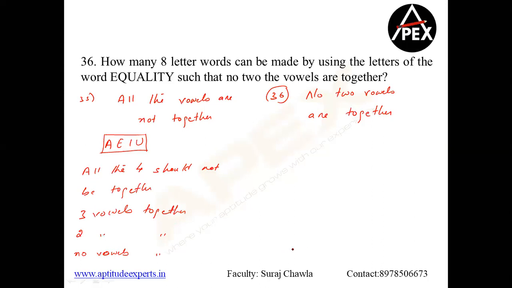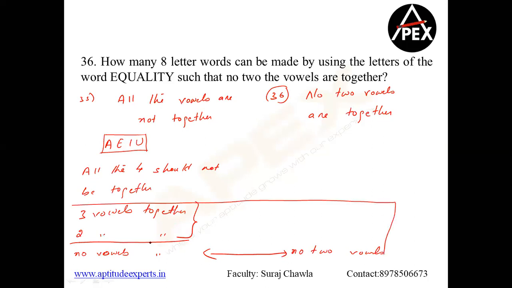But this question is saying no two vowels are together. So question number 36 is only asking you this part. Question number 36 is not asking you these two parts. Any doubts with this part? Generally students get confused with this question and the previous question. Guys, yes or no? Any doubts? Okay, cool.